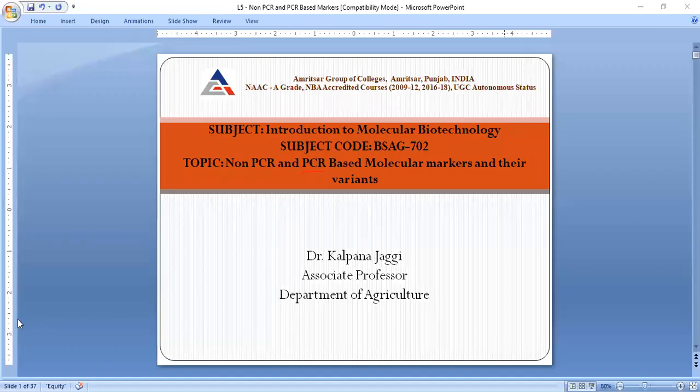Good afternoon, students. Today we are going to discuss the next lecture of molecular biotechnology, and that is all about molecular markers. These molecular markers are divided into two categories. The very first is non-PCR, which is not based on the principle of PCR, and the second category that we will be talking about is the category that is based on PCR. That means the name itself is indicating non-PCR means the molecular markers which are not following the principle of PCR, that is the polymerase chain reaction, and the other that follow the principle of PCR.